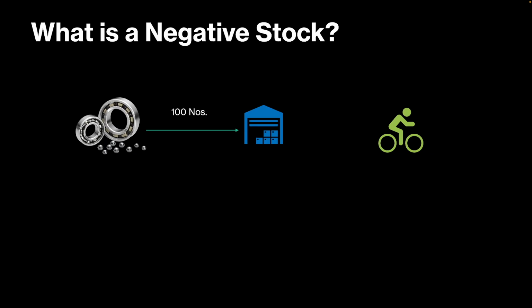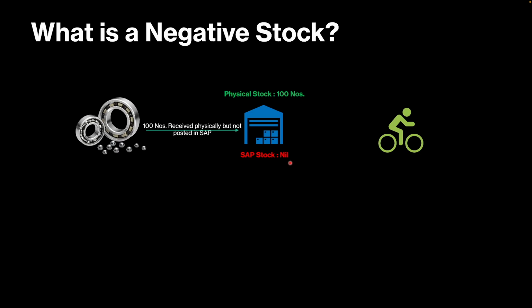So what has happened is, although you have received these 100 bearings, so you have a physical stock of 100 numbers in your warehouse, but the SAP stock is nil. So you can see here 100 numbers received physically but not posted in SAP. And because of this, you have physical stock of 100 numbers in your warehouse, but the SAP stock is nil. So as on date, you do not have any stock shown in SAP.